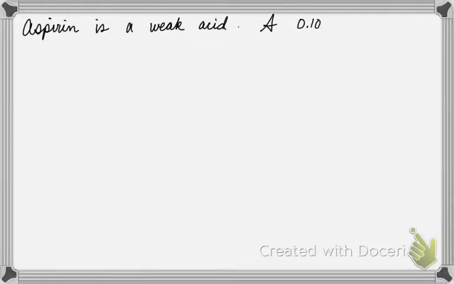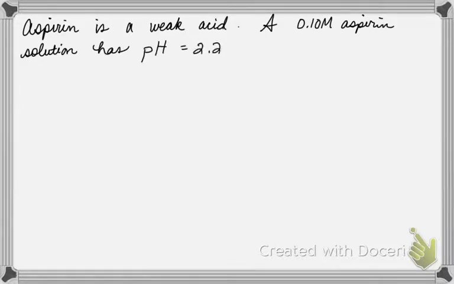A 0.10 molar aspirin solution has a pH of 2.27. Calculate the Ka. Okay, and this is different because we've been looking up Kas and calculating pH, but this gives pH and calculates Ka. So, weak acid, they end up the same way every time.